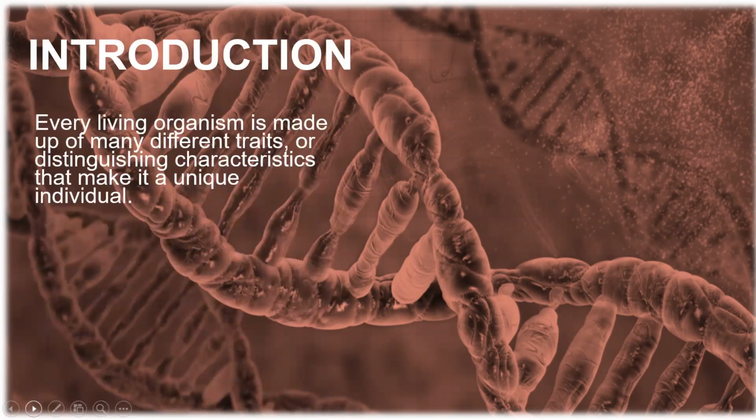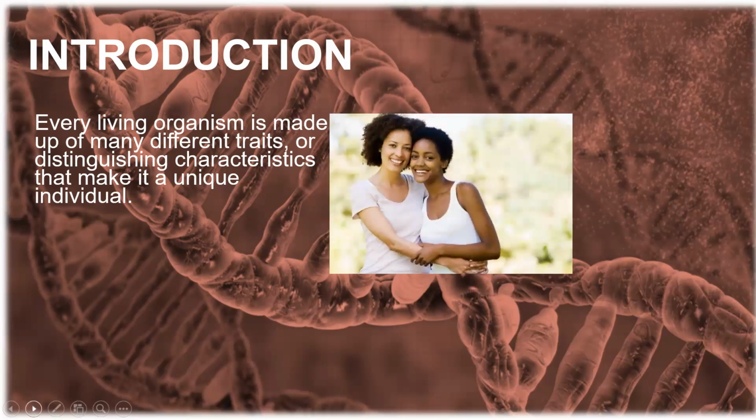Every living organism is made up of many different traits or distinguishing characteristics that make it a unique individual. A new baby may look like his or her parents in some traits. For example, her hair may have the same color as her mother. Her skin may have the same color as her father. She can roll her tongue as her mother can.